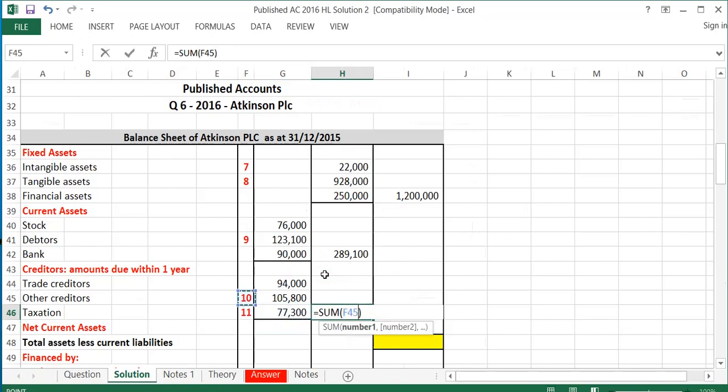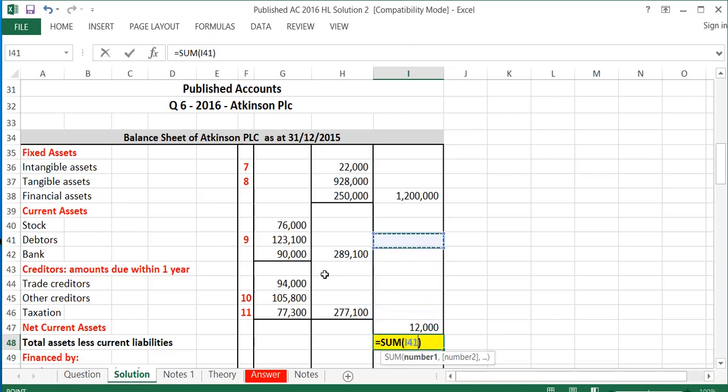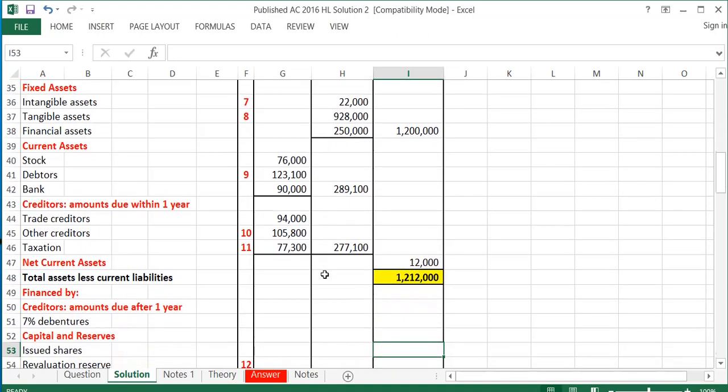And my creditors amounts due in 1 year total 277,100, which leaves me with net current assets of 12,000, and added to my total fixed assets above come to 121,2000. So that is my total assets less current liabilities.